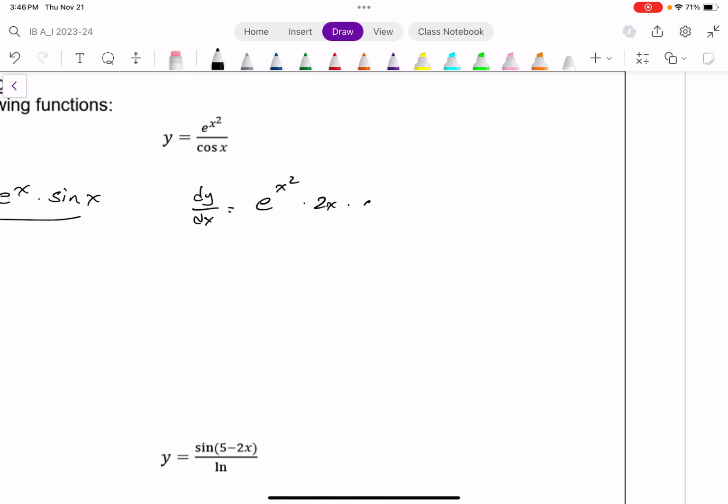And all that's times the denominator, all right? Minus e to the power of x squared times the derivative of the denominator, which again is minus sine x. So again, I'll just make that a plus and go divided by cos squared x. And like before, I could take out a common factor of e to the power of x squared, but there's no clear thing that makes this much simpler, so I'll just leave it as it is.